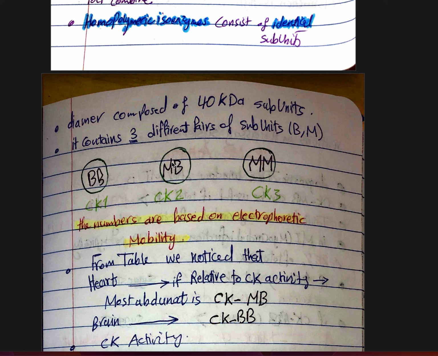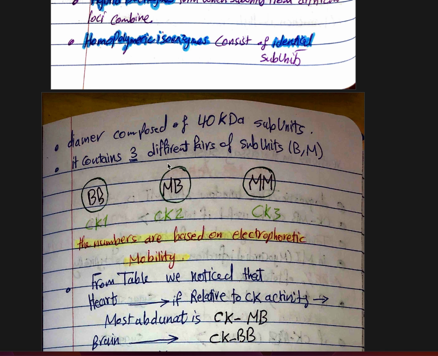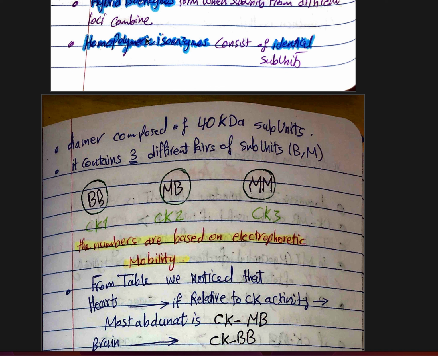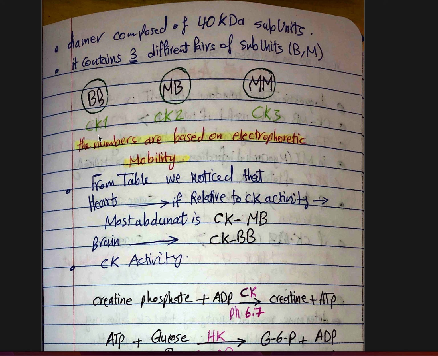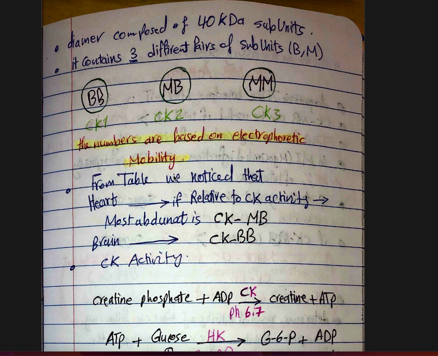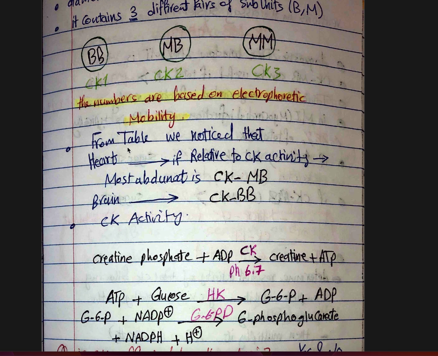And we have MB, which is called creatine kinase 2, because it contains different subunits, and that is what we call a hybrid isoenzyme. Again, it is composed of MM, which is creatine kinase 3. This is a homopolymeric isoenzyme. Now we understand these things. The numbers are based on electrophoretic mobility. From the table, we notice that relative to CK activity in the heart, the most abundant is CK-MB, which is most abundant in the heart.